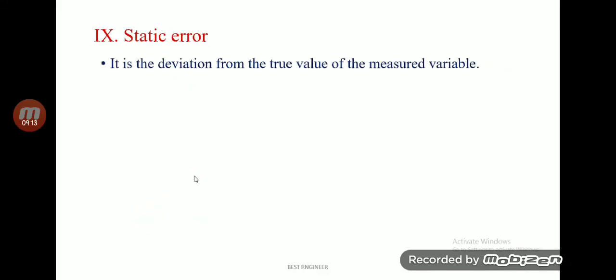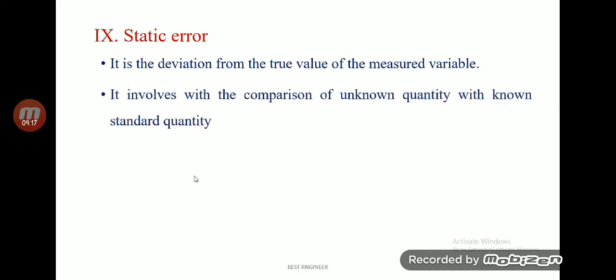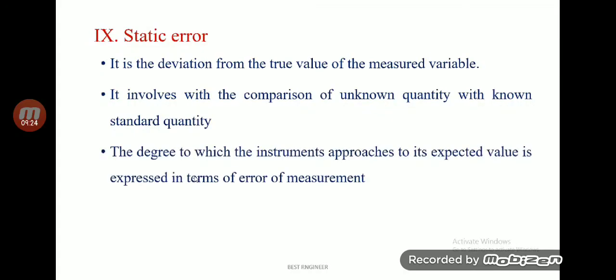Let us see static error. It is a deviation from the true value of the measured variable. It involves the comparison of an unknown quantity with a known standard quantity. The degree to which the instrument approaches its expected value is expressed in terms of the error of measurement.